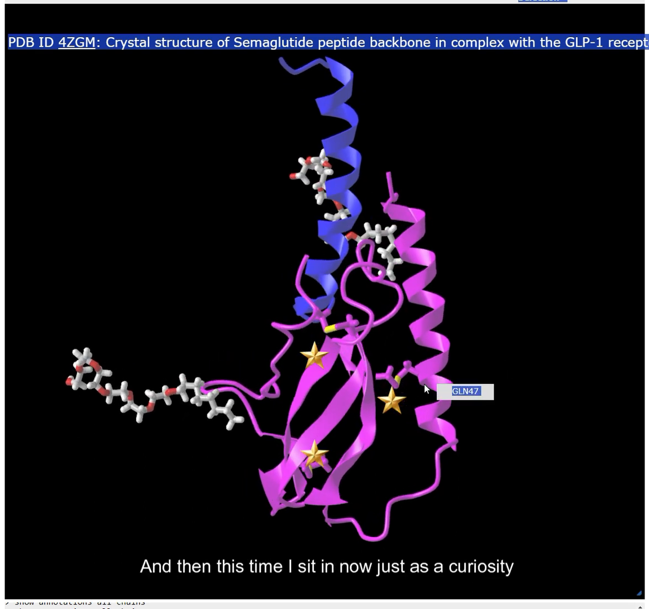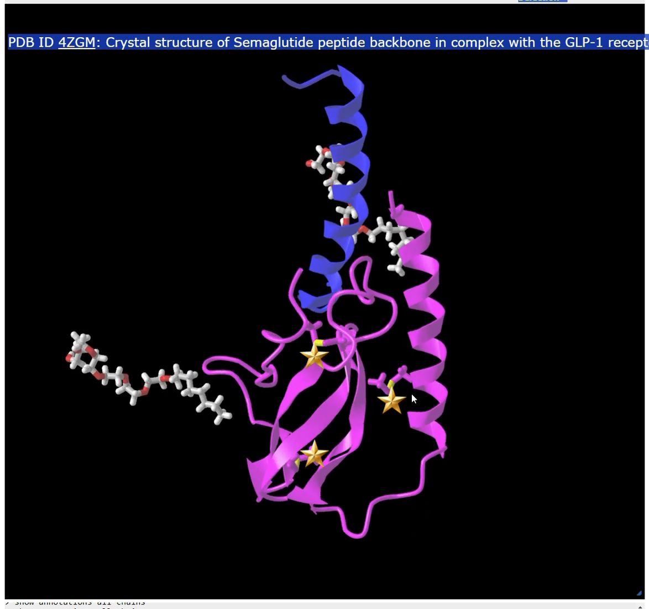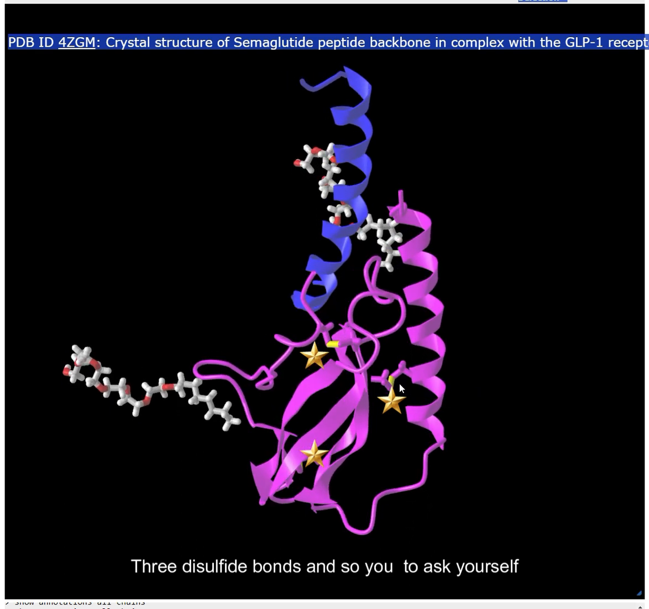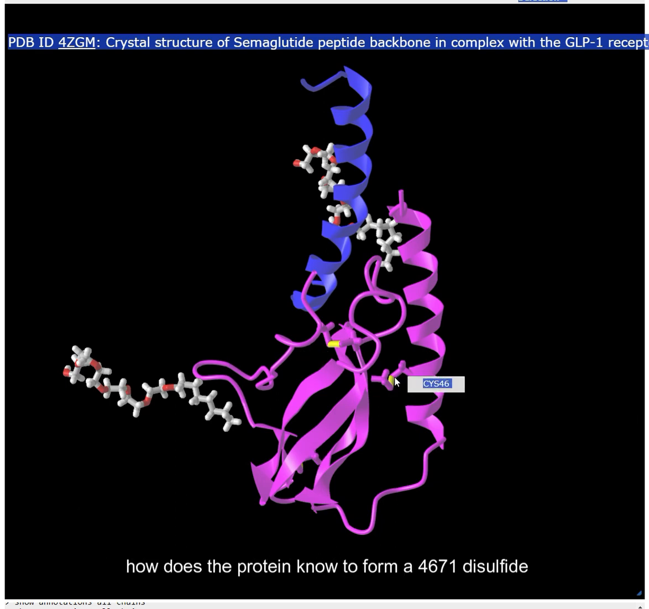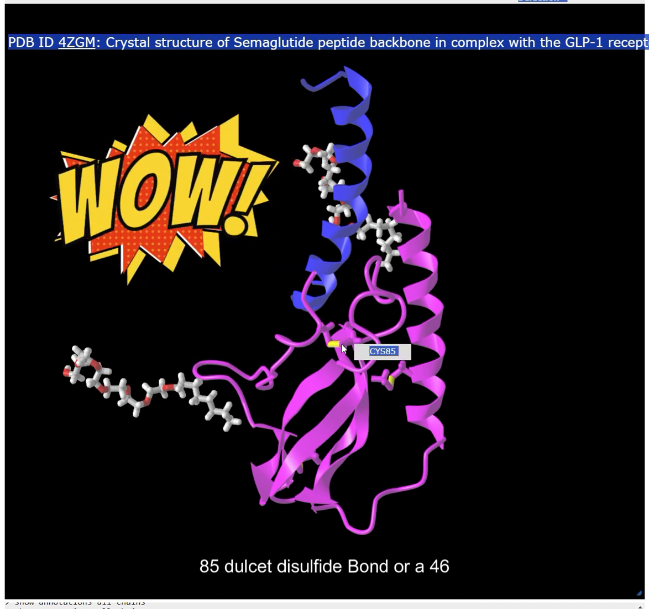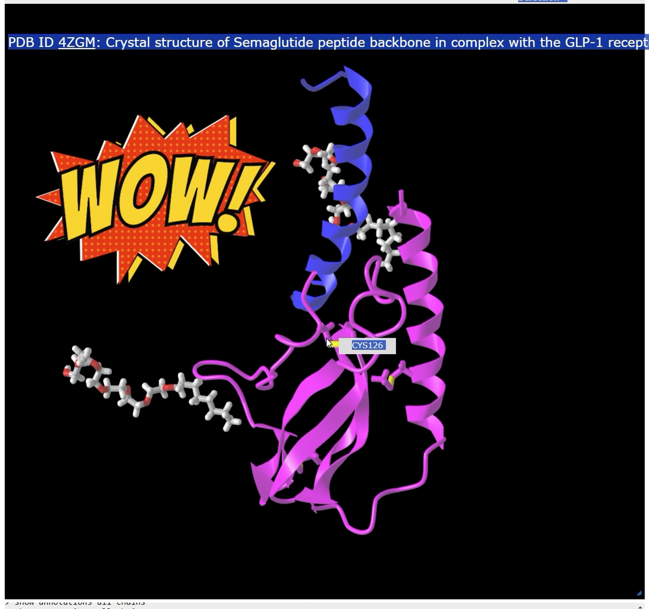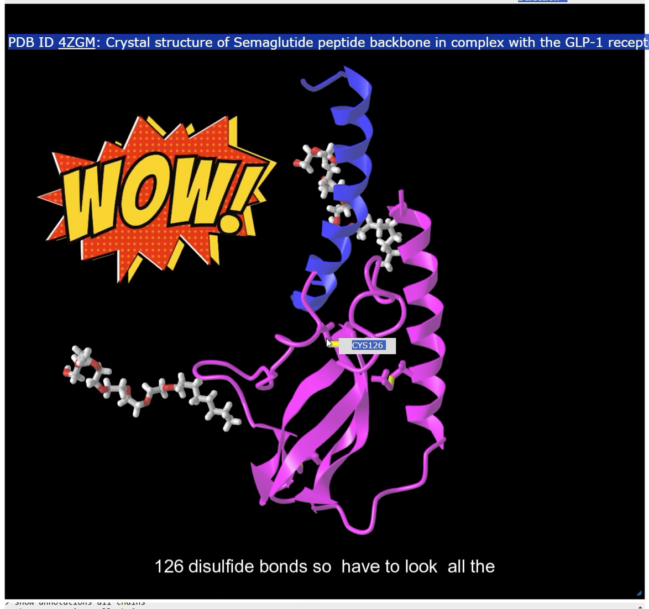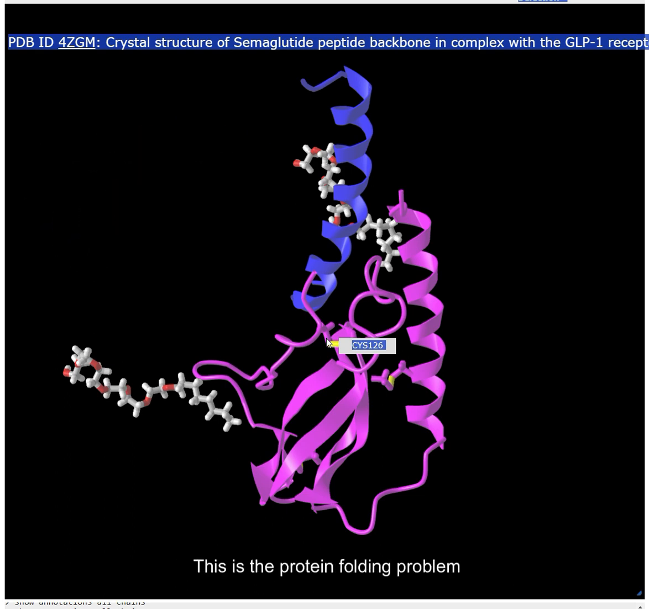Now, just as a curiosity, imagine that you have 3 disulfide bonds. You have to ask yourself, how does the protein know to form a 46-71 disulfide bond, instead of, let's say, a 46-85 disulfide bond or a 46-126 disulfide bond? So you have to look at all the possibilities of which disulfide bonds would actually be formed. Interesting. This is the protein folding problem.